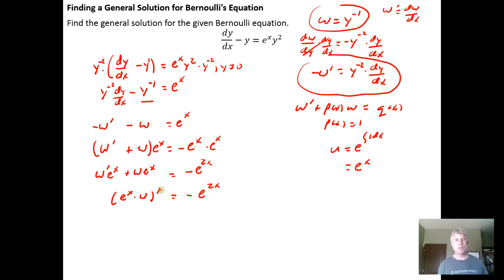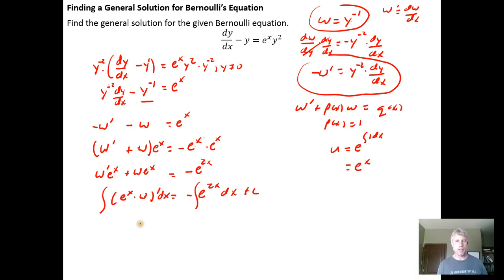And then to cancel the derivative, we're going to take the antiderivative. The antiderivative of the derivative of e to the x w is just going to be e to the x w. We're taking the antiderivative with respect to x. We have to integrate both sides. We do the same thing to both sides, and when we integrate, we get a constant of integration.